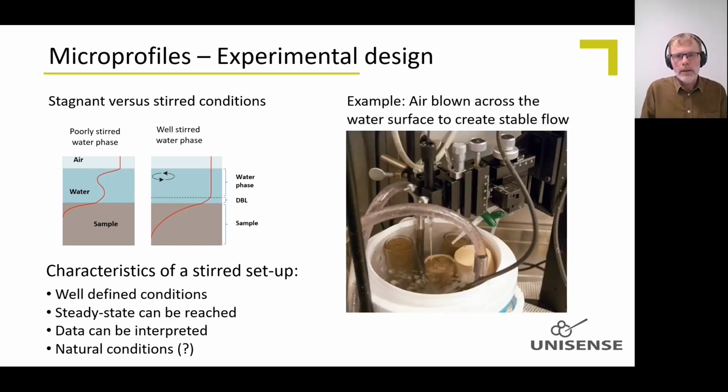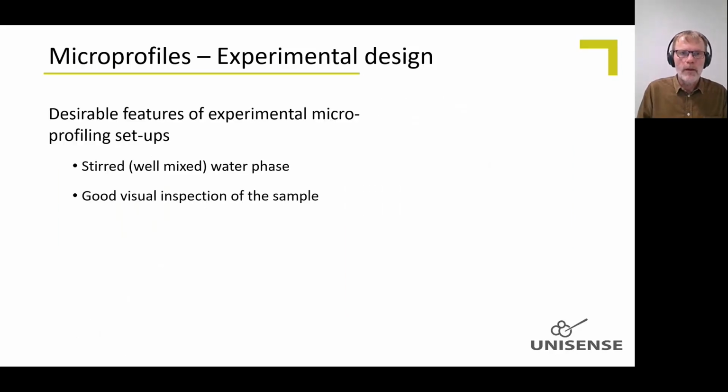An example is here where there are sediment cores in a thermostated bucket with cooling. There's a microsensor coming into the sediment here, and there's a bubbling in the bucket that creates circulation, and there is a plastic pipette where air is blowing across the water surface, so it creates a one-directional flow across the sediment surface. That's a good way to get a steady state and a well-mixed water column.